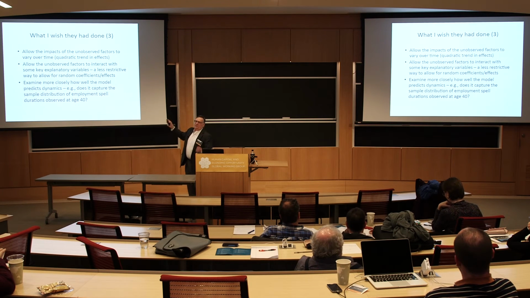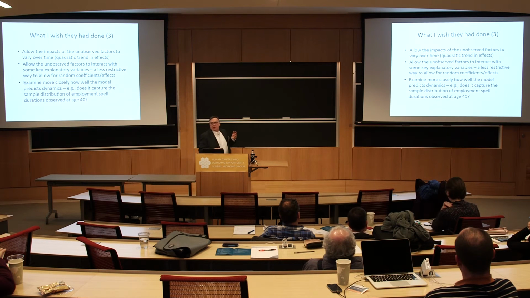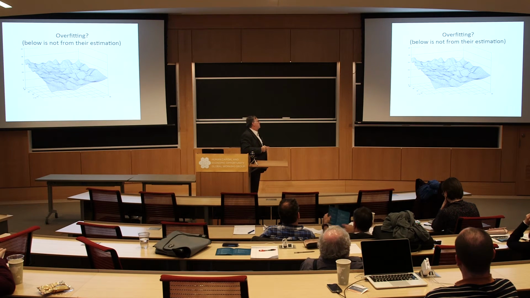For example, think of at age 40, there's some distribution of, say, spells of employment durations. How well do you match those? These are the kinds of features that you hope a dynamic model can pick up well.